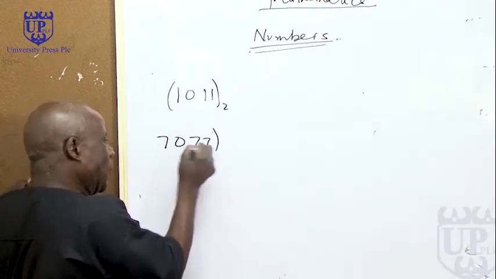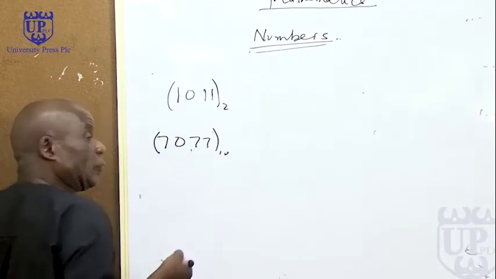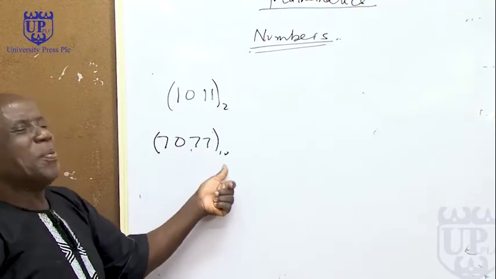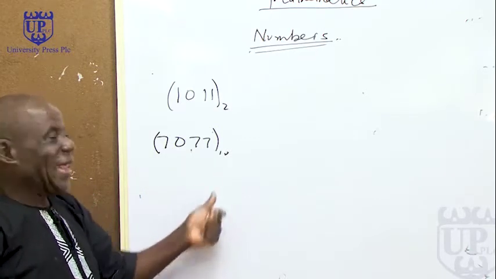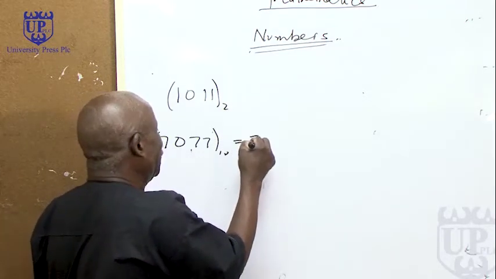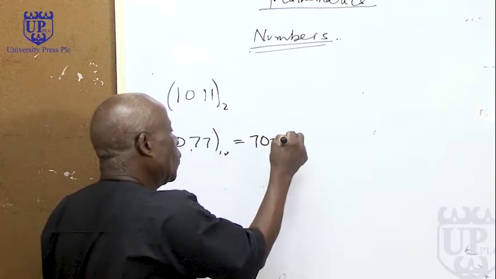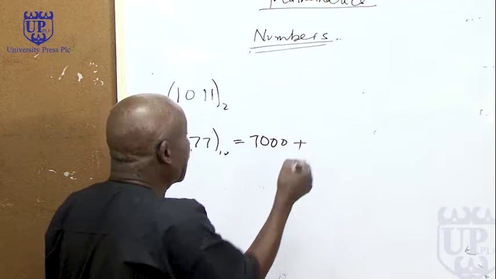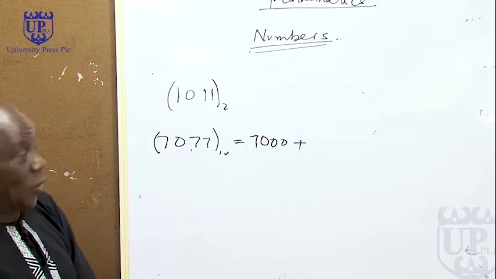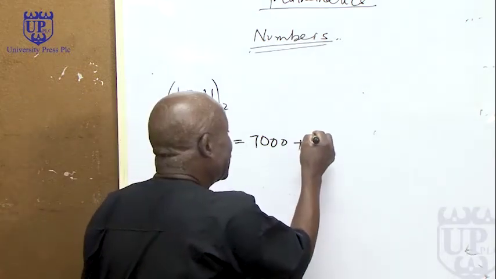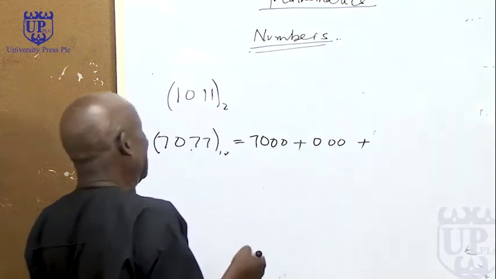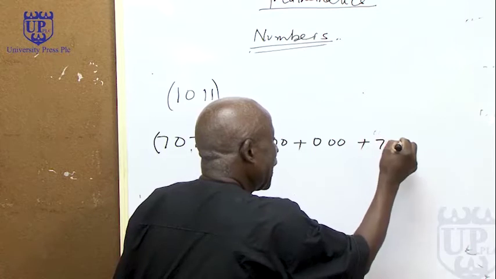7077, and you put a bracket, you put 10. This is 7077 base 10. In expanded form is the same thing as I said earlier. 7000 plus 0 hundred, because there is no hundred, plus 70, then plus 7.